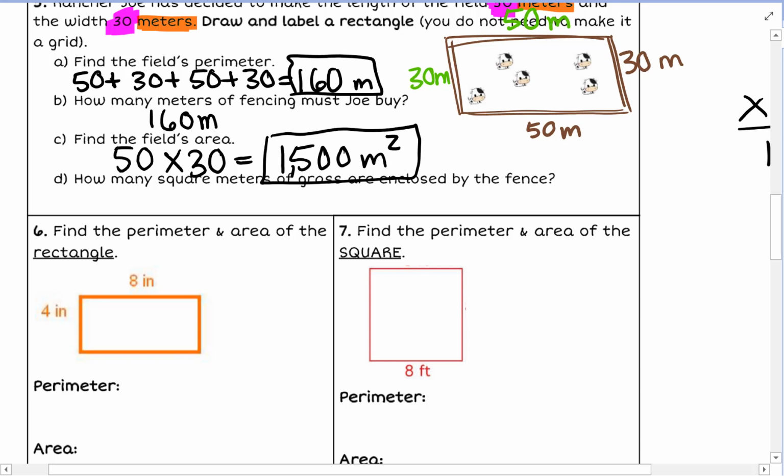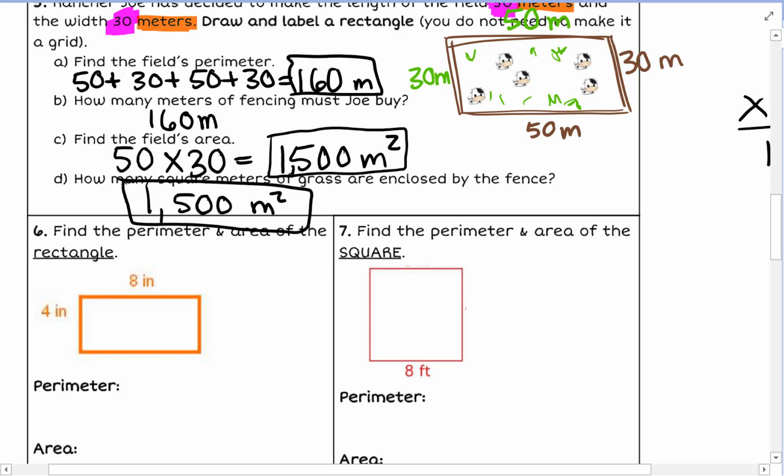How many square meters of grass are enclosed by the fence? Square meters of grass, that would be the inside. That would be the area. Wait, we already found the area. 1,500 square meters, or meters squared.